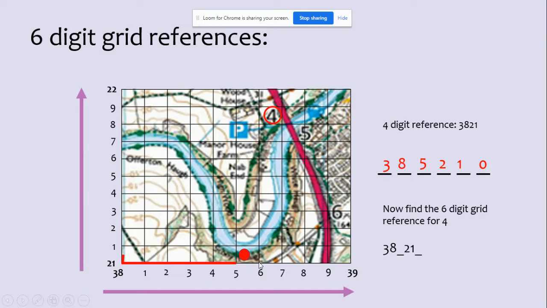And then we're going to see it's in box 6. So it's going to be 386. And then line 21, it's further up. So then we're going to go to line 8. And we're going to see it's in box 8. So it's going to be 386218. So that would be our 6-digit grid reference for that.